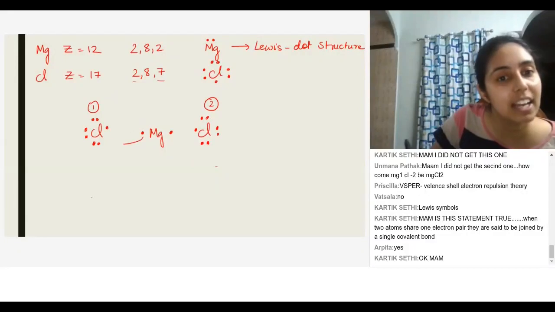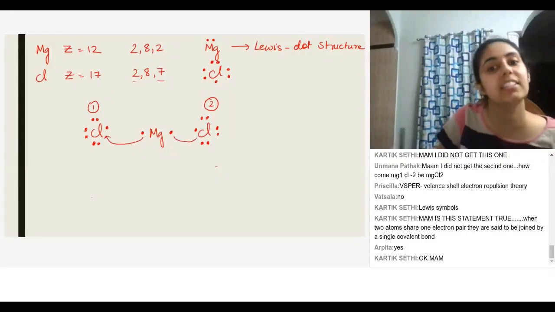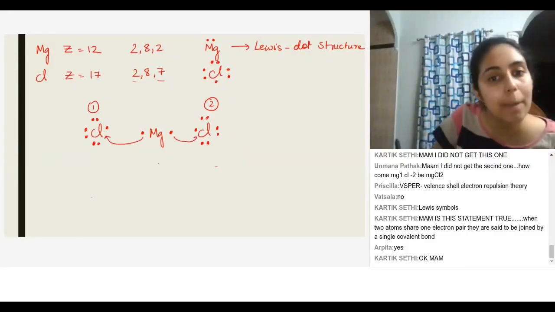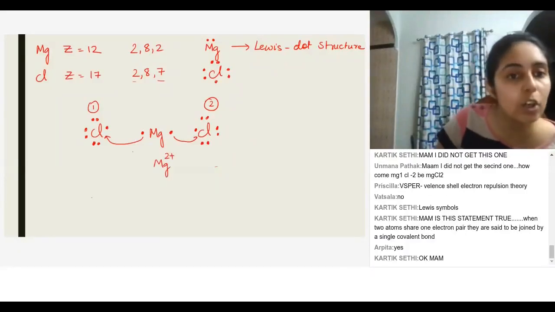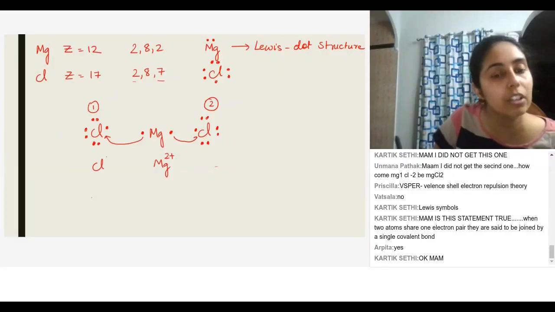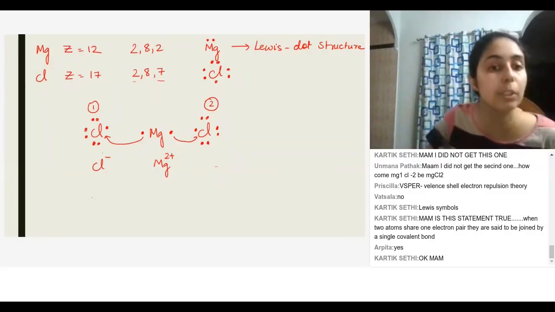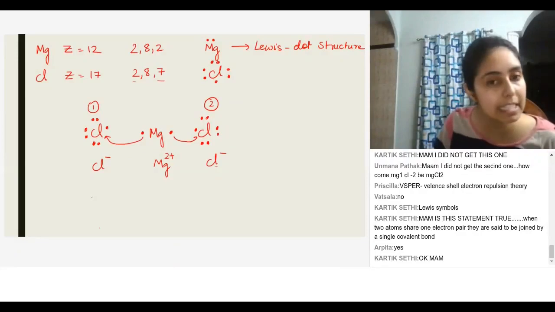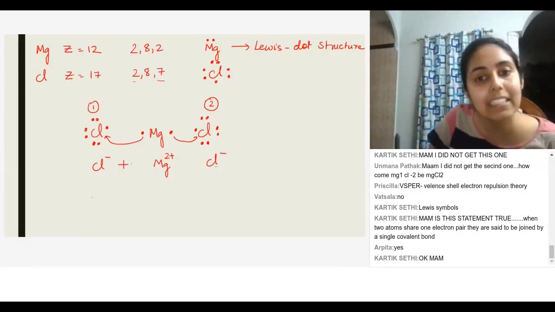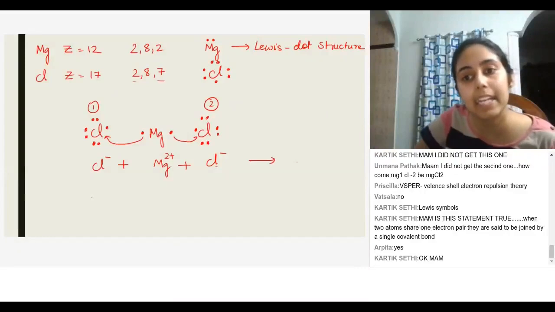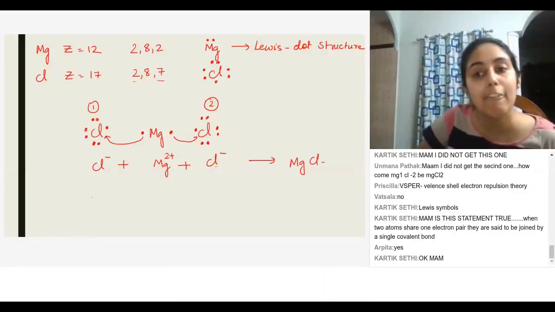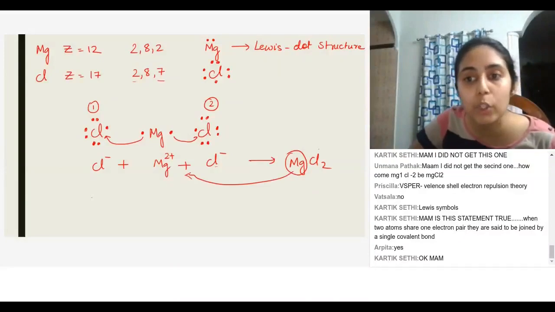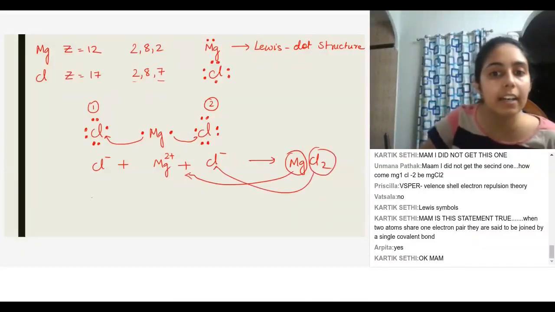So this and this goes to this. That is why now magnesium has lost 2 electrons, so it becomes Mg2+. This chlorine has gained 1 electron, so it becomes Cl minus. This chlorine has also gained 1 electron, so it becomes Cl minus. Now when I add these up, I end up getting MgCl2. Why? Because there is only 1 magnesium atom, but there are 2 chlorine atoms, right?